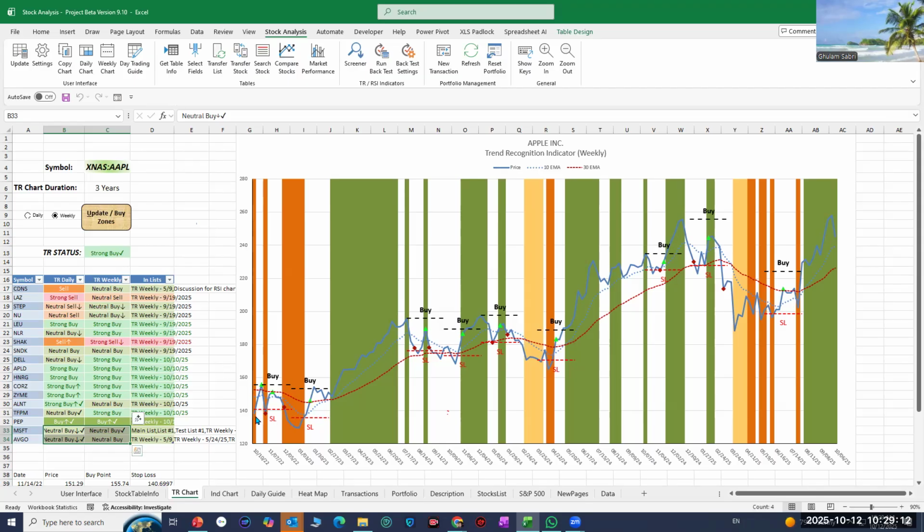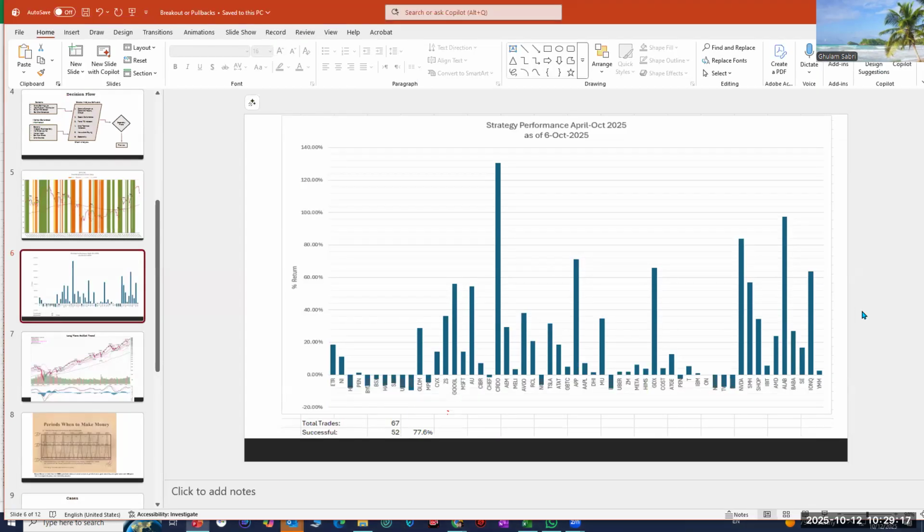Now, how to read the TR signal, we'll come to that part very quickly, just to show you how the strategy was successful. 77.6% of the trades chosen during the last 6 months were successful. Out of 67, 52 were successful, meaning they were positive in return, and 15 were in losses. But we cut down those losses very quickly, so the overall return has been very positive.